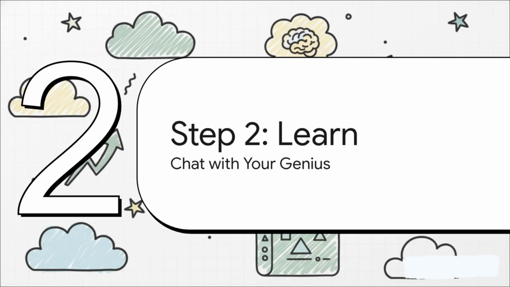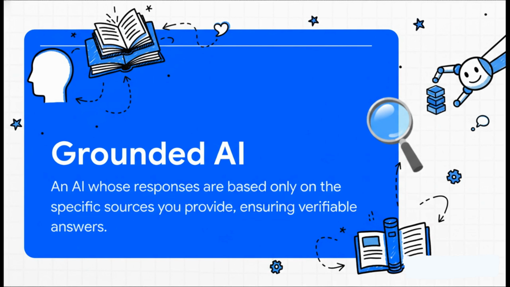Okay, so you've built your curated foundation. Now, this is where the real magic starts to happen. Let's move on to step 2. Learn. This is where you start to interact with your knowledge base in a really targeted way. This is the power of a grounded AI. You're not just chatting with some generic model that's read the whole internet. No, you're having a focused conversation with your own personal, curated library of knowledge. It's like having a genius assistant who has only read the exact books you told them to read.